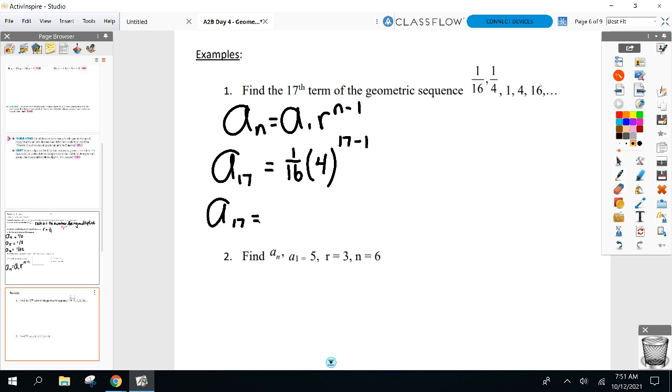1/16 times 4 to the 16th. 268. Yep, huge number, huh? How about we say it big boy, big girl style, huh? 268 million. 435,456. And a lot of people think that's wrong because it's such a large number, but what do you multiply by every time? 4. Yeah, you're going up fast. 4 times 4 times 4 to the 17th term.